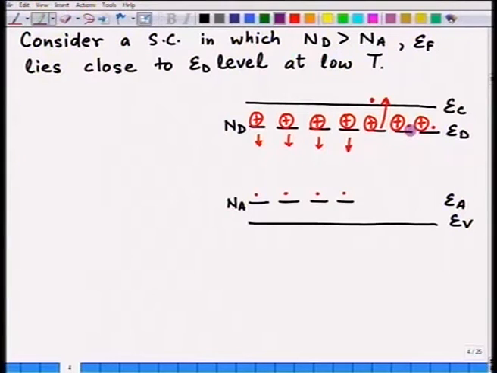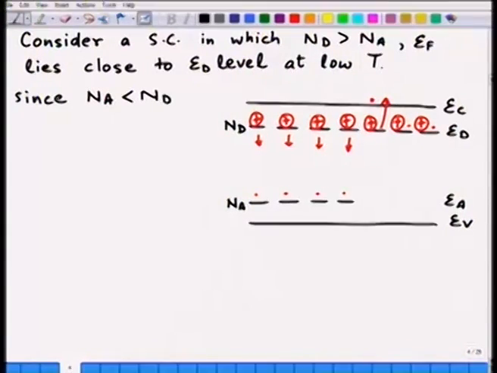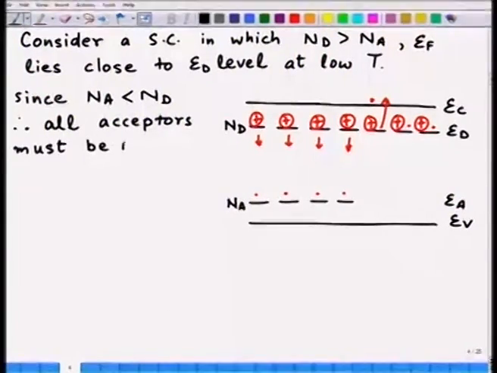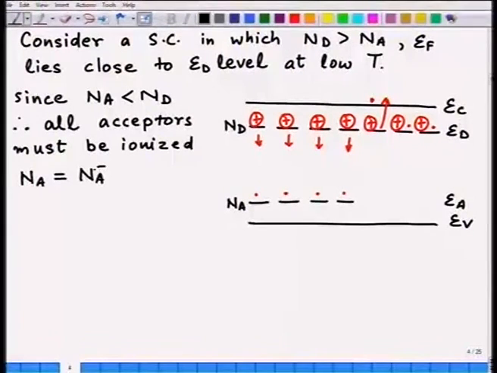So what do we see? Since Na is smaller than Nd, the first thing we know is that all acceptors must be ionized. That is, Na should be equal to Na minus, all those which are ionized. Why? You can see that schematically, even at 0 K, all these electrons would have fallen down to minimize the energy, and therefore Na would be completely ionized.